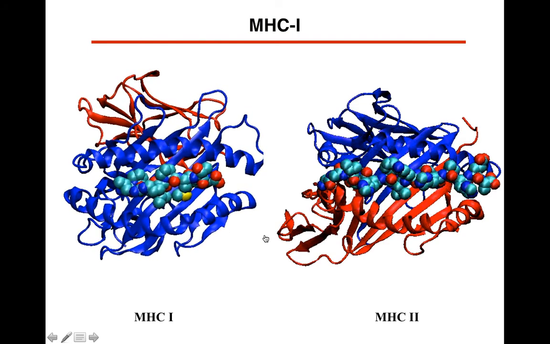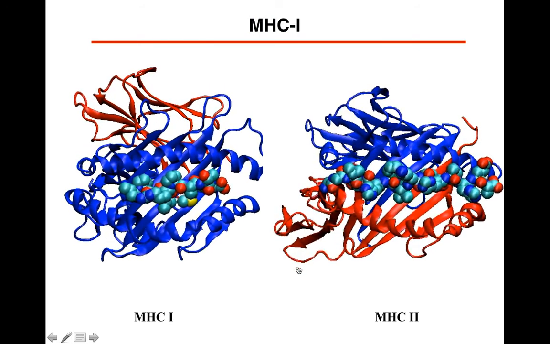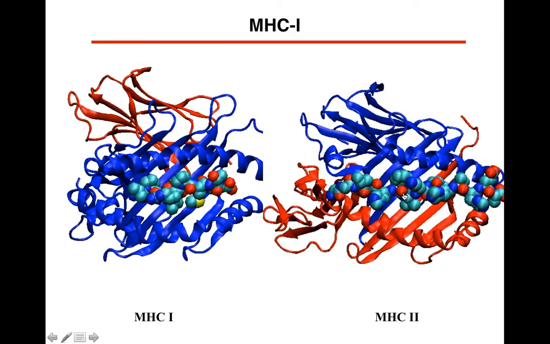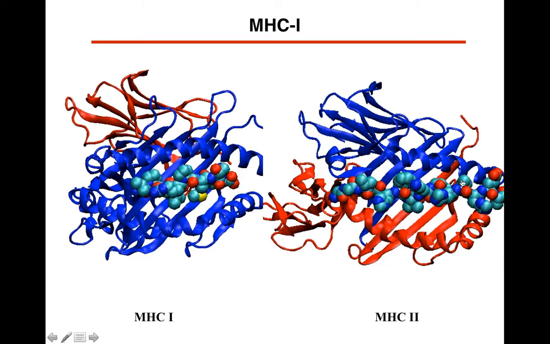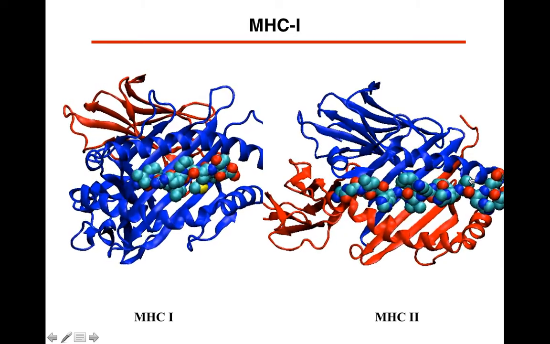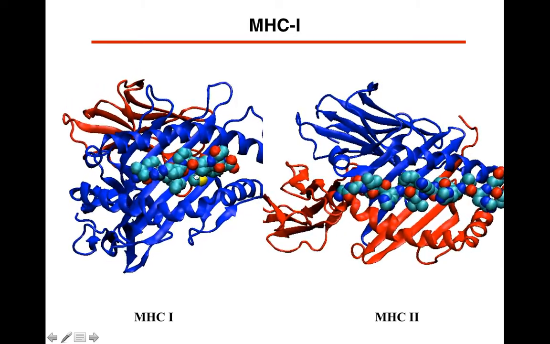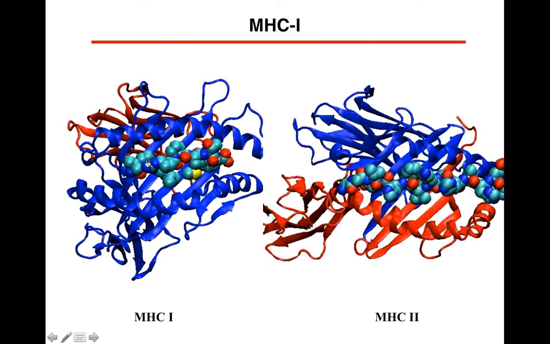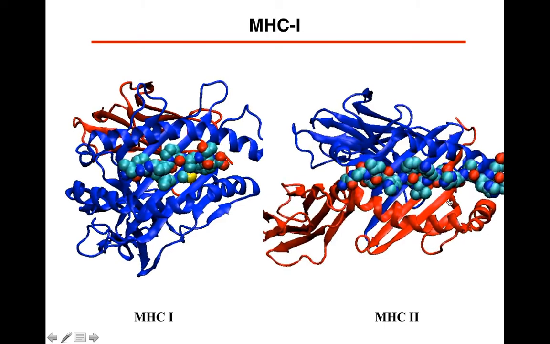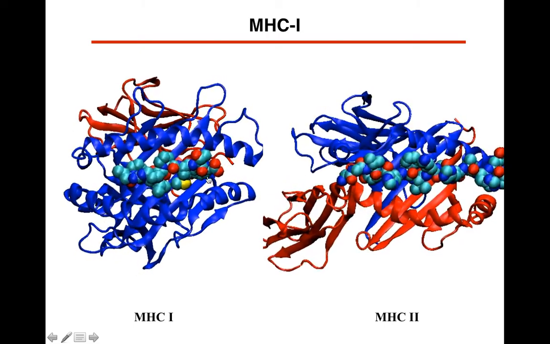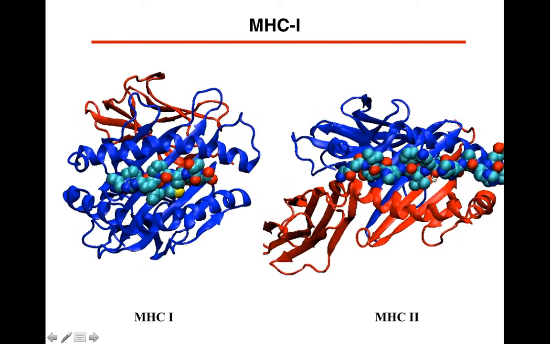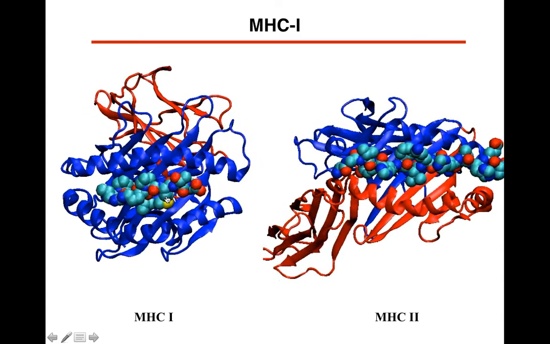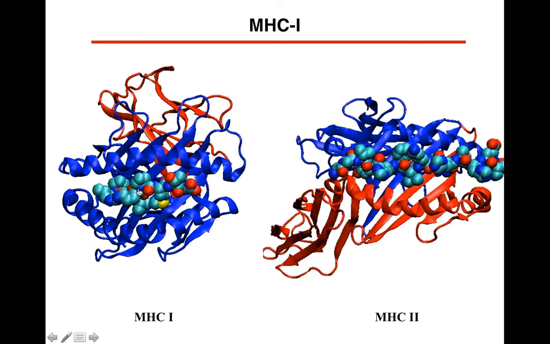If we look down at them, what we find is that they look very, very similar. You have the alpha helix on both, the peptide, and you have a beta sheet floor. But you do notice one thing. Generally, the MHC1s bind shorter peptides than the MHC2s. MHC2s are capable of binding somewhat longer peptides, whereas MHC1 binds shorter peptides.